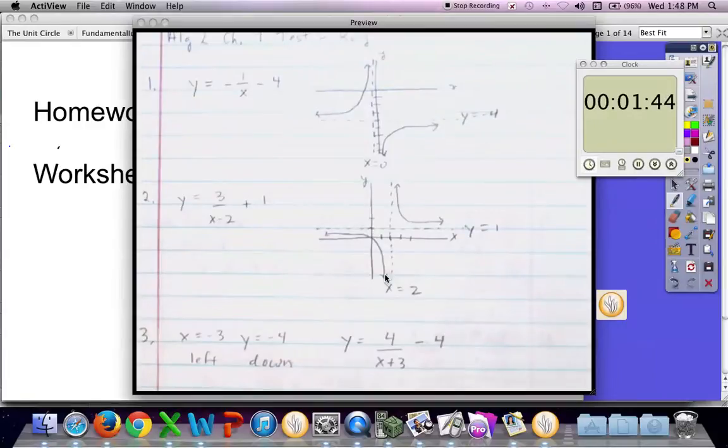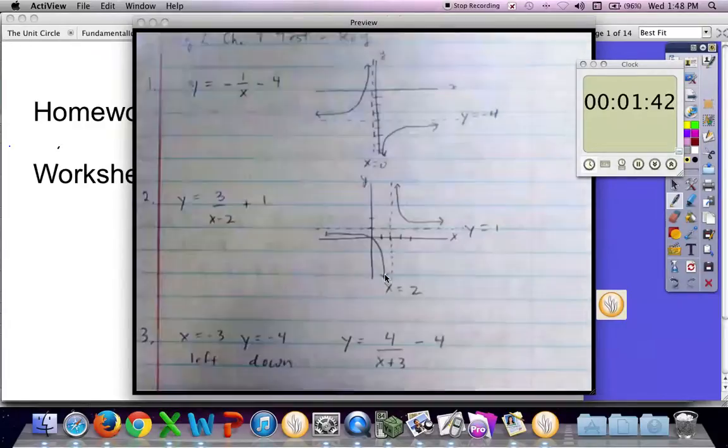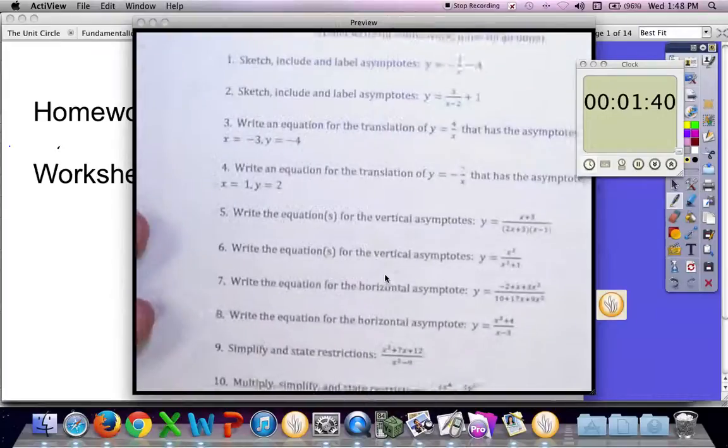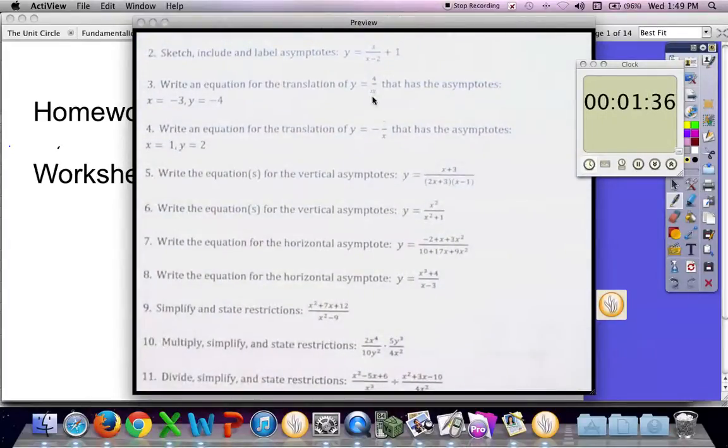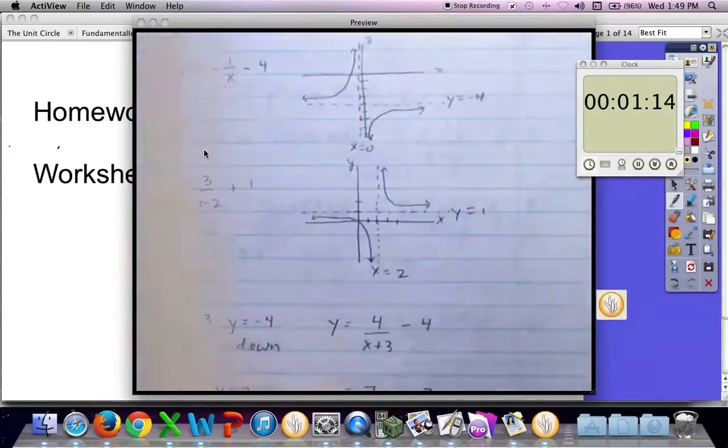Okay. The next two were start with these equations. This is like the parent function, y equals 4 over x. Write the equation which would have that parent function, but we have asymptotes at x equals -3 and y equals -4. And the second one will have the parent function is -7 over x, and x equals 1, y equals 2 for the asymptotes.